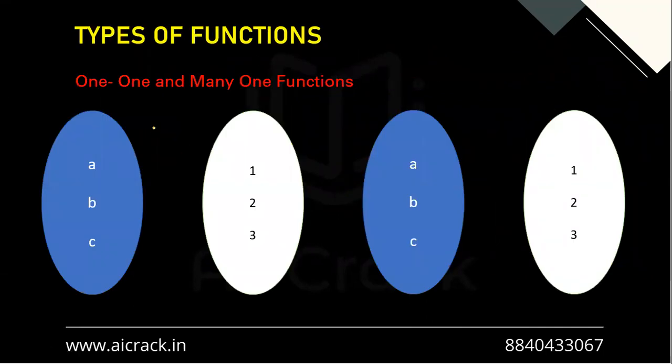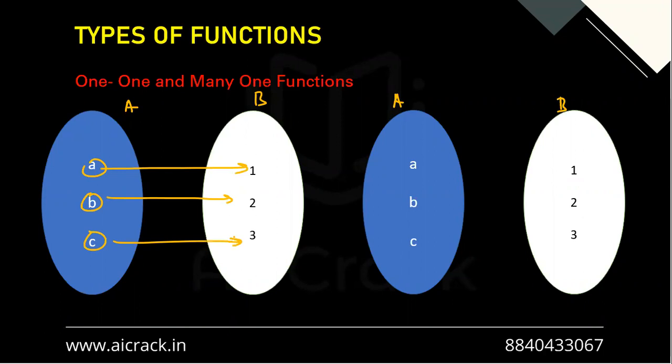Now let's discuss types of functions: one-one functions and many-one functions. As the name suggests, one-one function means, let's say this is set A and this is set B. One-one function means every element of A is being mapped with just one element of B, right? It cannot be like that, where C is mapped with two and B is also mapped with two. It's not like that, because that will be many-one functions. We'll talk about it later, but let's focus on one-one first. One-one says every single element of set A is being mapped with only one element of set B, right? So this is our one-one function.